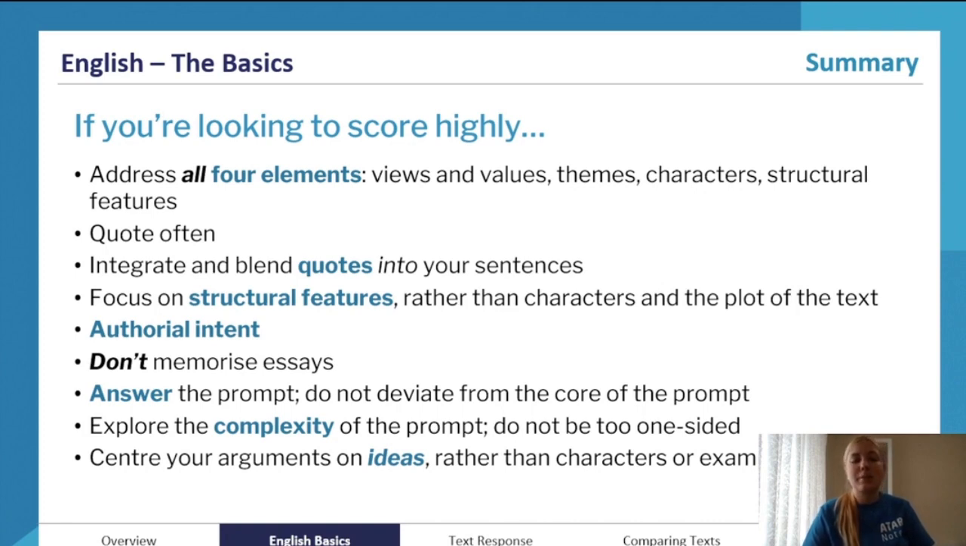Don't memorize essays because generic responses will be instantly recognized by assessors. And answer the prompt. Try not to deviate from the core of the prompt. The core being, what is the prompt at heart really saying? What is it really suggesting? And explore the complexity of the prompt. Don't be too one sided. Centering your arguments on ideas rather than characters or examples is also important. So ensure that you're trying to do all of these things.